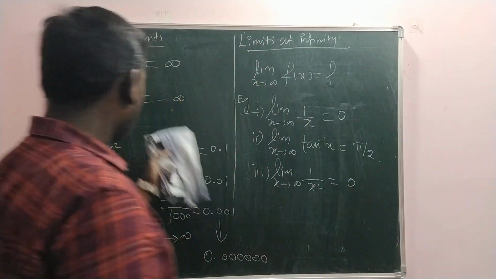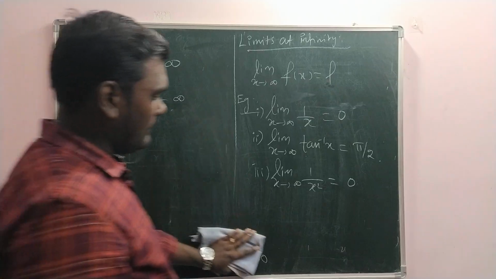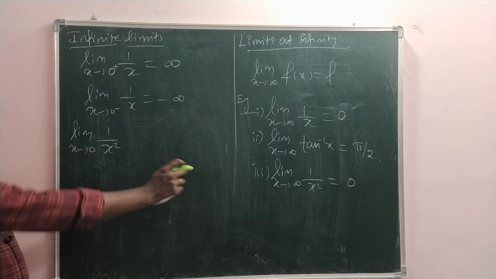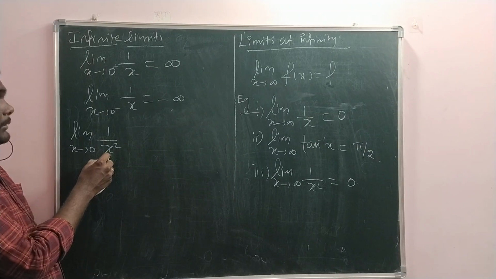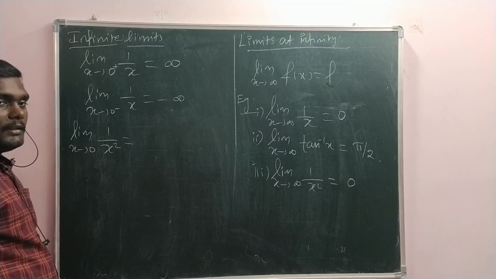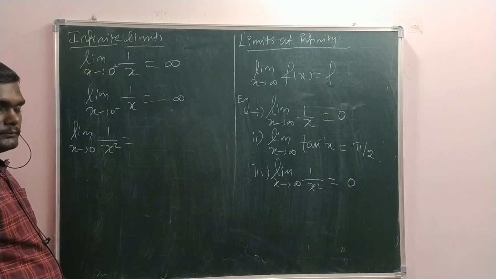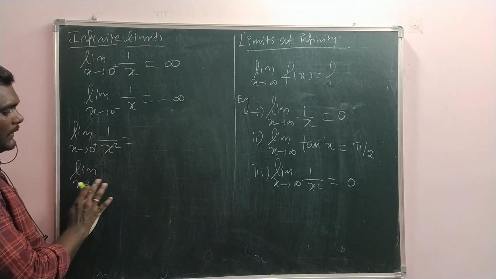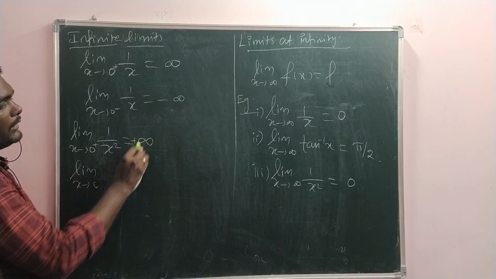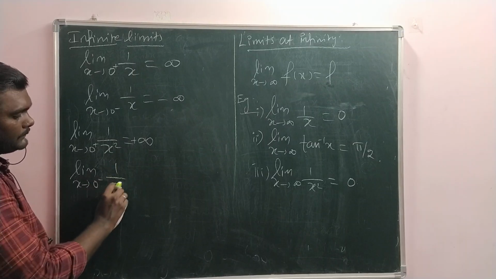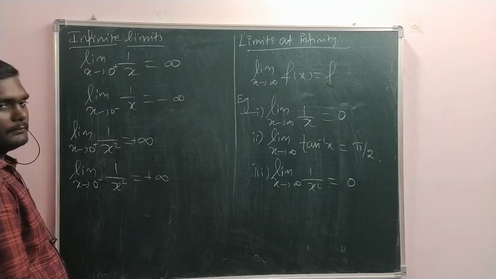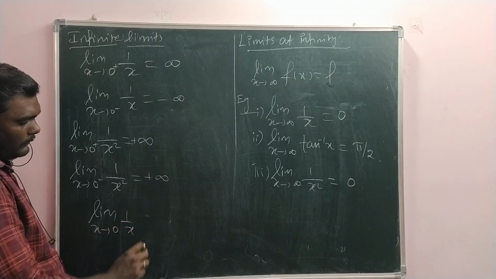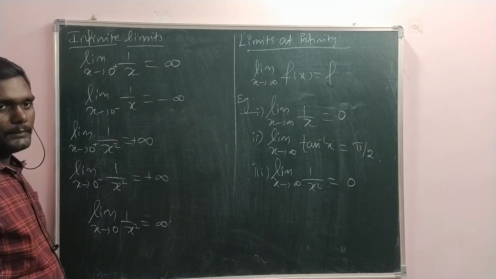It is a finite value. L is a finite value. Yes, I get it. Look at this example. Limit x tends to 0, 1 by x square. Where will it go? Limit x tends to 0 plus, the right limit is plus infinity only. Now the left limit is also plus infinity. So we cannot say limit x tends to 0, 1 by x square is equal to infinity. We cannot say.